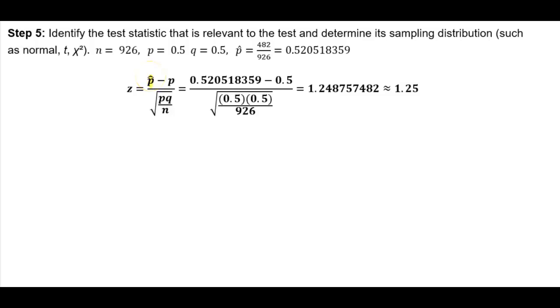Well, the point estimate is equal to 482 divided by 926, which gives us this value, 0.520518359. And then we're going to subtract the population proportion p, which is 0.5. And then we're going to divide that by the square root of p, which is 0.5, p times q, which is 0.5. And then we're dividing it by the sample size of 926. Let's go ahead and put this in our calculator.